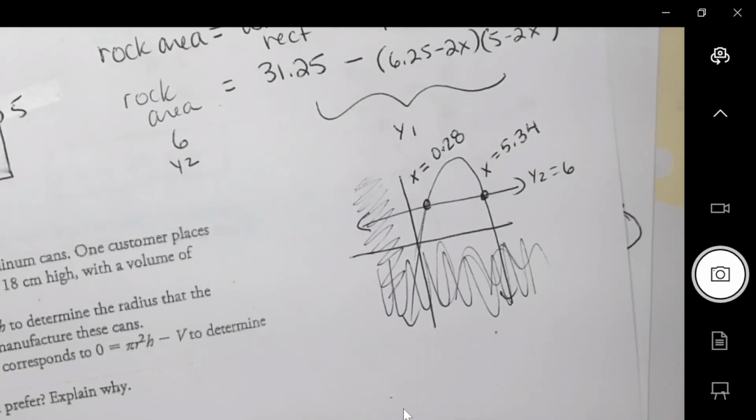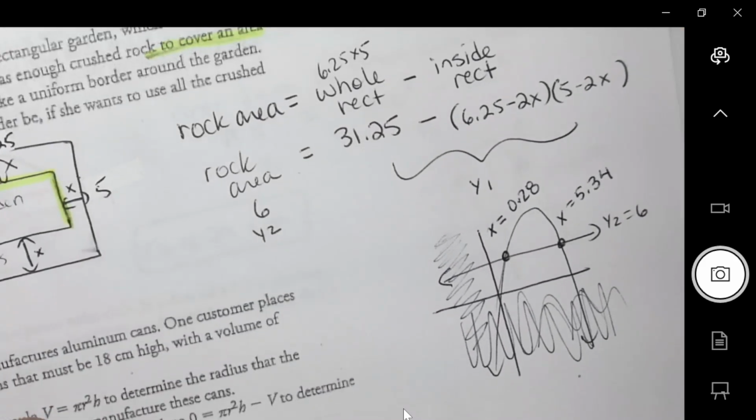Okay, my values that I got on my calculator are 0.28 and 5.34. Match? Okay, x, what is x? Let's look at our drawing here. X is the distance in that zone, the width of the border. Okay, we got the 0.28 and the 5.34. There's actually a reason why one of those doesn't make sense. 0.28 actually makes sense, so it's the other one. Why can I not have x be 5.34? What's the reasoning?